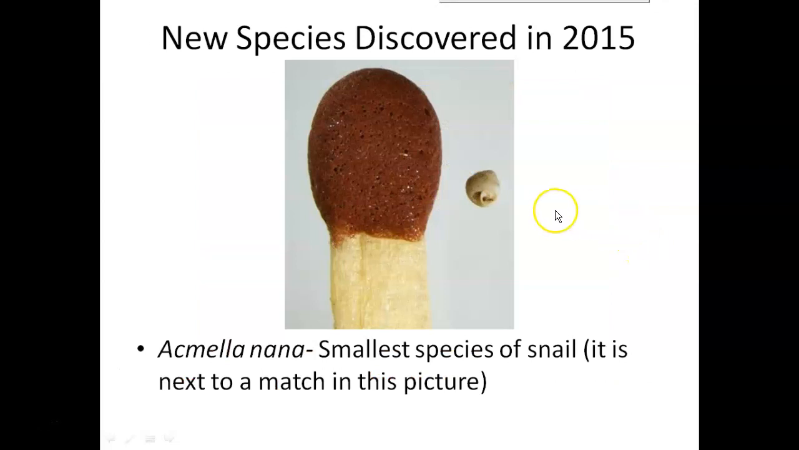Okay. Some species, as we've mentioned, are going to be very small. So here is a snail species, and it is right next to the head of a match. Just to give you an idea of how small they are, which is probably why it took us to 2015 to even realize that it was a living thing and not a pebble, which it kind of looks like here in this picture.